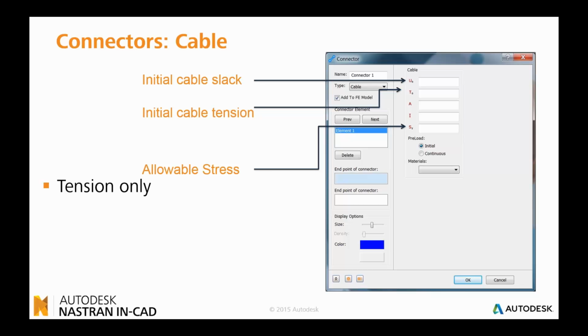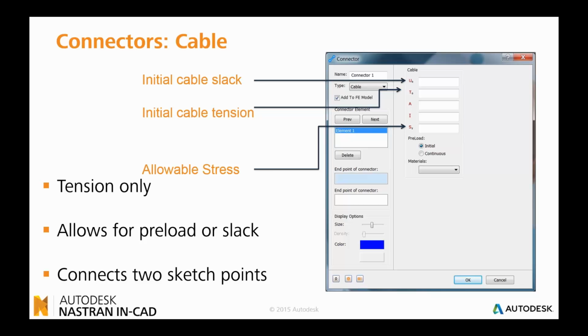But we need to realize that cables are a tension-only connector. So they will take tension, but they will not take compression for obvious reasons. Like we've shown, with this allowance for preload and slack. And again, like the rods, all we need to be able to define a cable is 2 sketch points. So we just need to have an endpoint for each end of the connector to be able to define a cable.